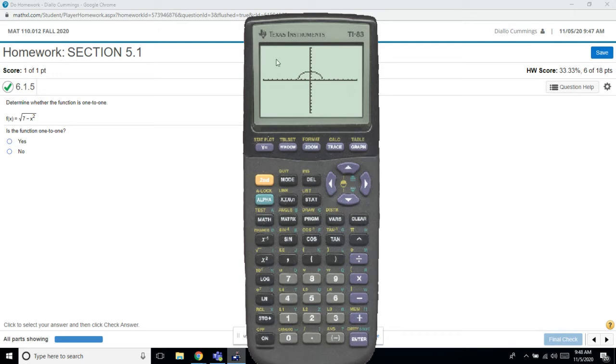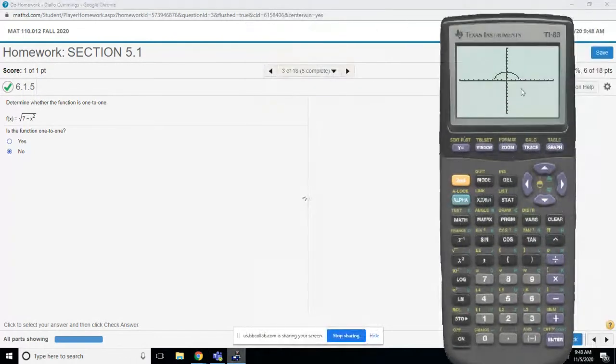So here's what I mean. If I were to draw a horizontal line here, it would actually pass. But let's say if I draw a horizontal line here, I would have 2 points of intersection. Since this horizontal line violates the definition, then this graph is not one-to-one. So if you can draw any line that has more than 1 point of intersection, then that graph is not one-to-one.